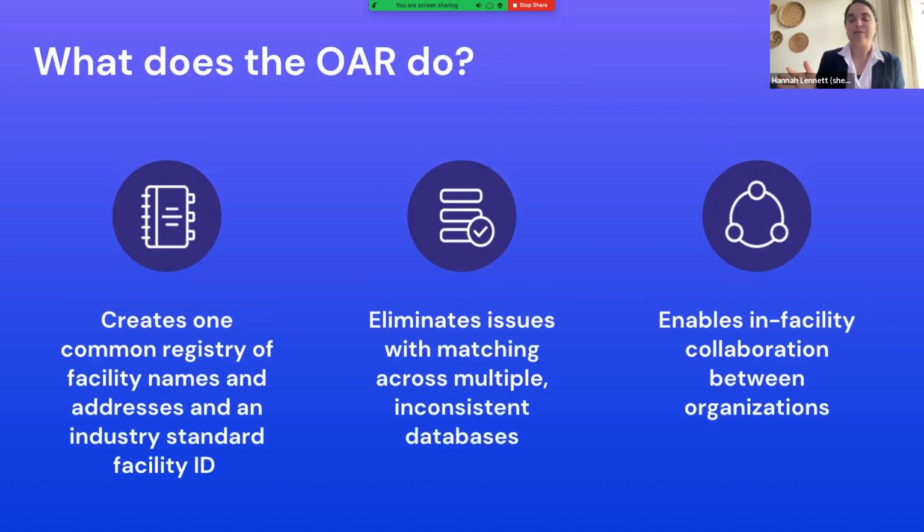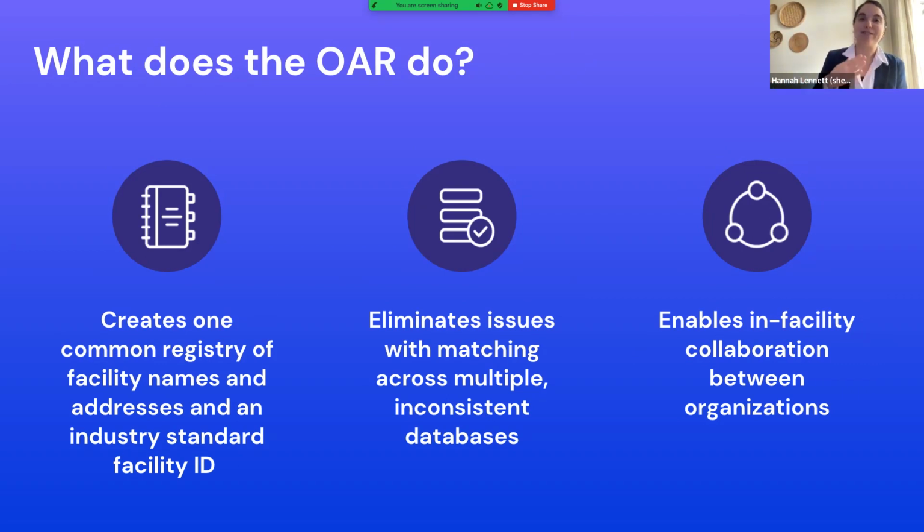And so the Open Apparel Registry is trying to solve those three challenges. The first way that we're doing that is creating one common open registry of facility names and addresses and assigning an industry standard facility ID to each of those facilities. And as we're doing that, our database is run on an algorithm and statistical model that is trained to catch all of those variations in names and addresses, so that as we're building this open database, we're also cleaning up the industry's facility data.